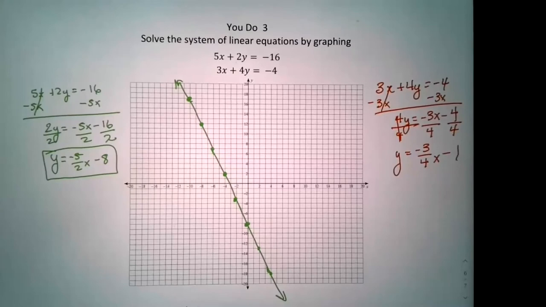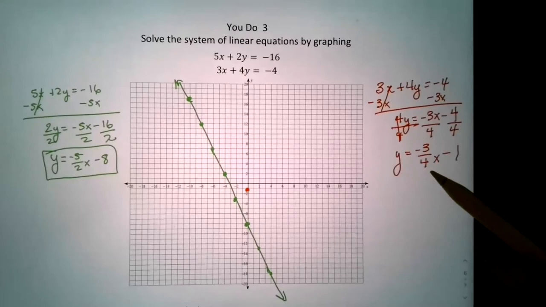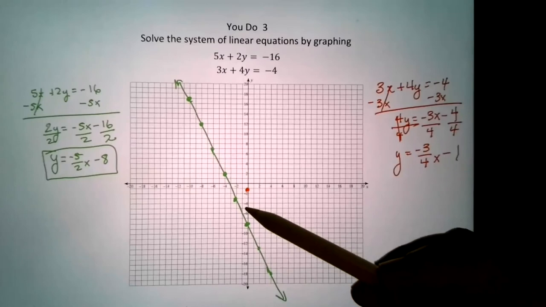So we're going to plot negative 1 here, and our slope is negative 3 over 4. So we're going to go down 3 to the left 4. 1, 2, 3, to the right 4, I'm sorry. 1, 2, 3, 4.